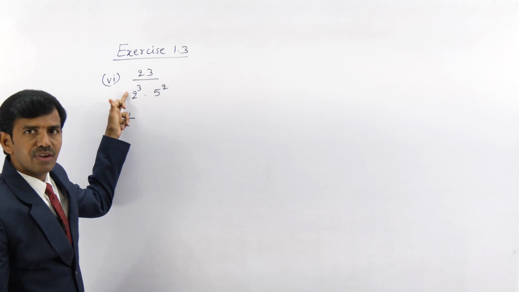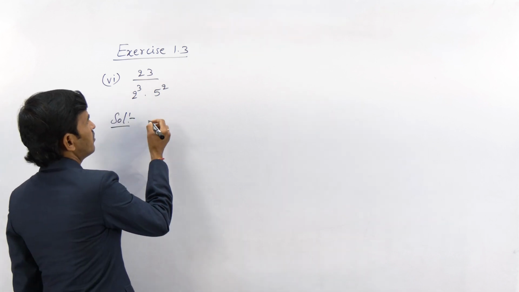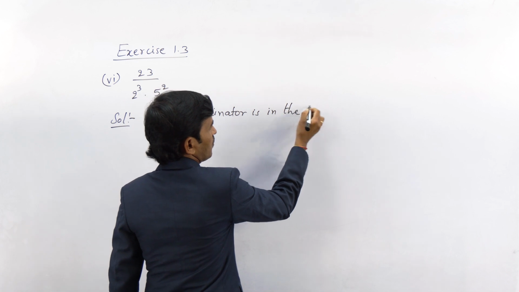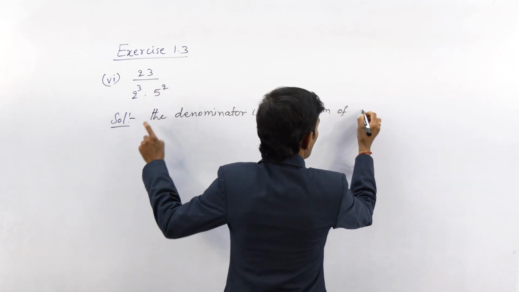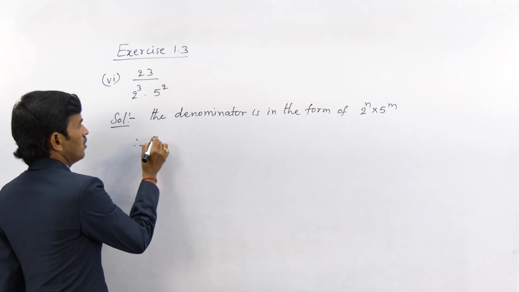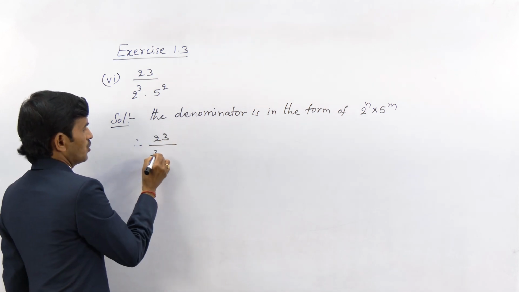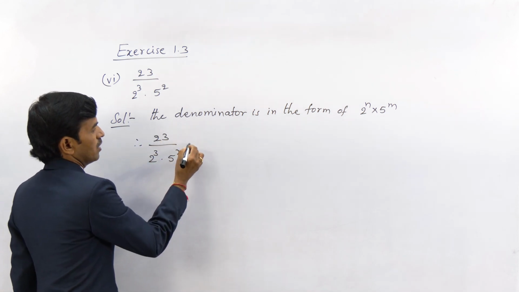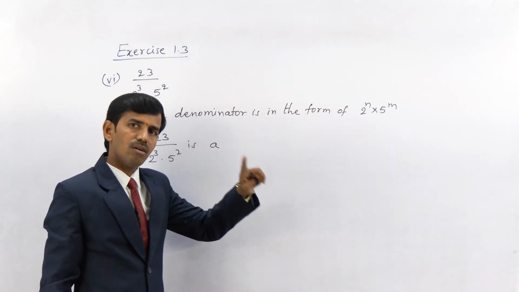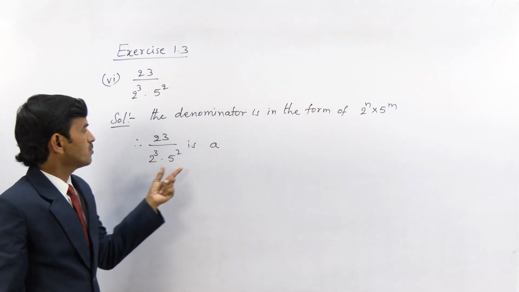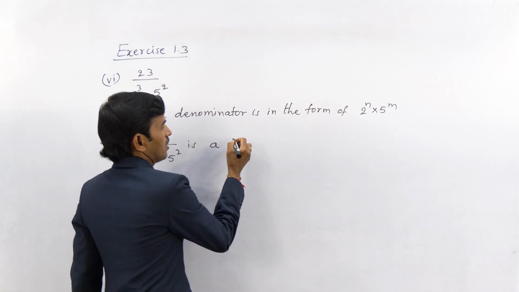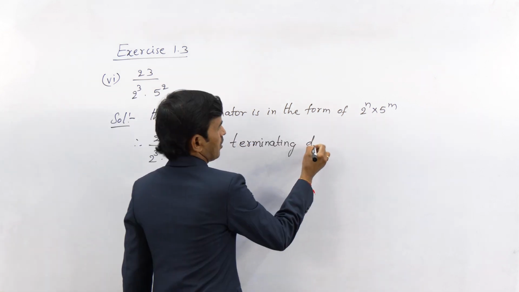Here if you observe the given rational number, the denominator is in the form of 2 power n into 5 power m. Therefore 23 by 2 cube into 5 square is a terminating decimal or non-terminating decimal? You can observe as denominator in this format, therefore it is a terminating decimal.